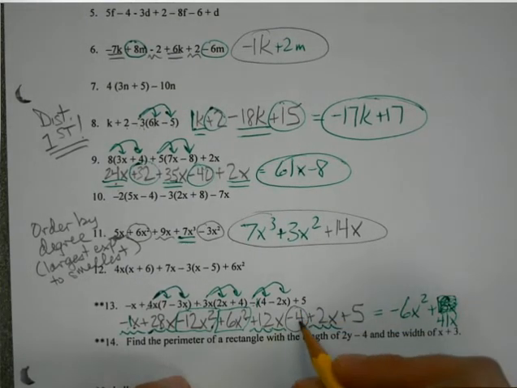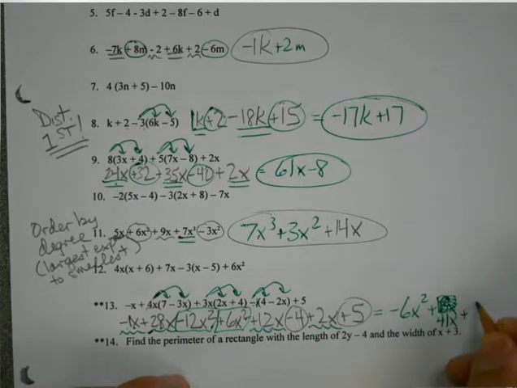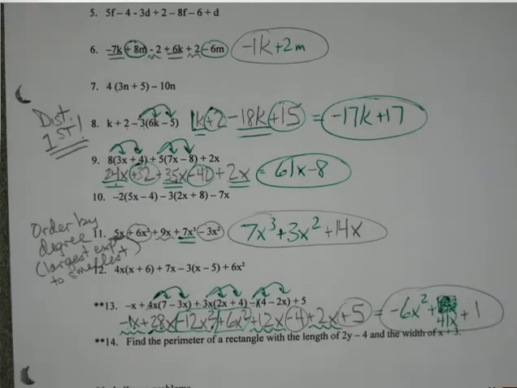So here now we've got negative 4 plus 5. I owed my friend $4. I found a 5 in my pocket. I'm $1 ahead. Got this.